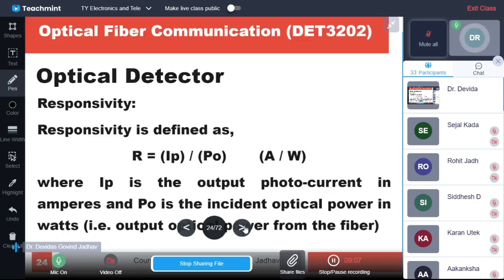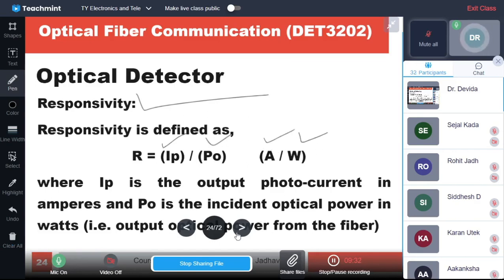So responsivity is defined as Ip upon Po. We are revising, that's why it is very fast. All these things we have discussed many times in the previous lectures. So R is equal to Ip upon Po, where Ip is the output photocurrent and Po is the incident optical power. The unit is ampere per watt.